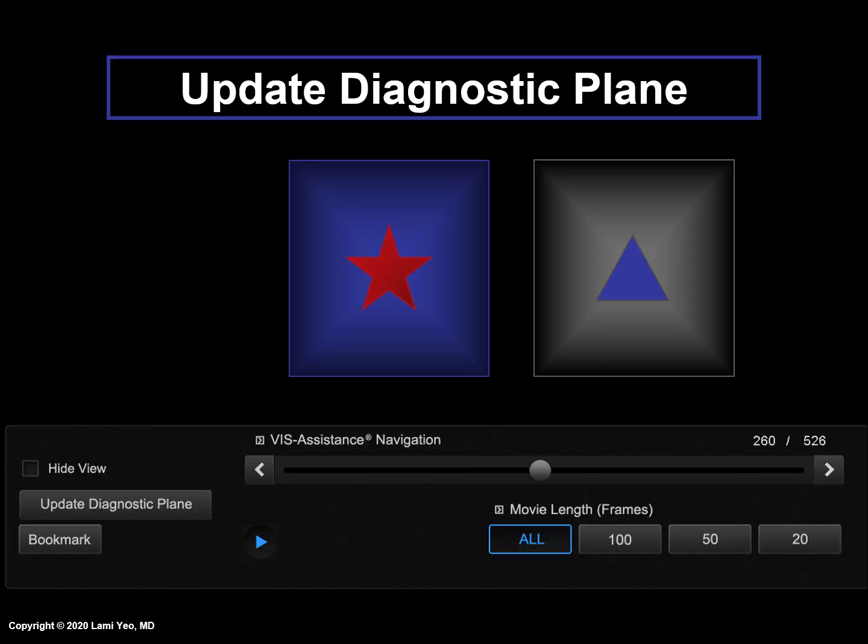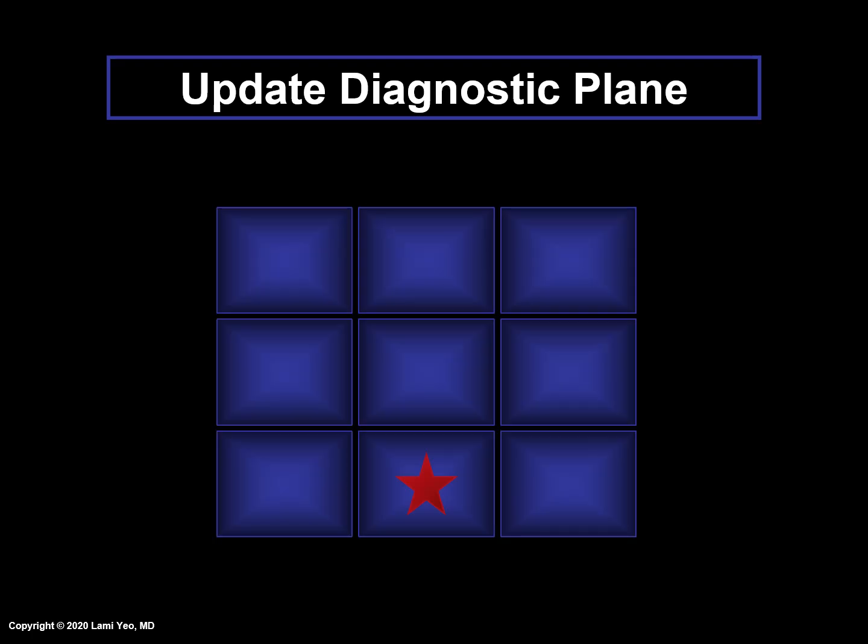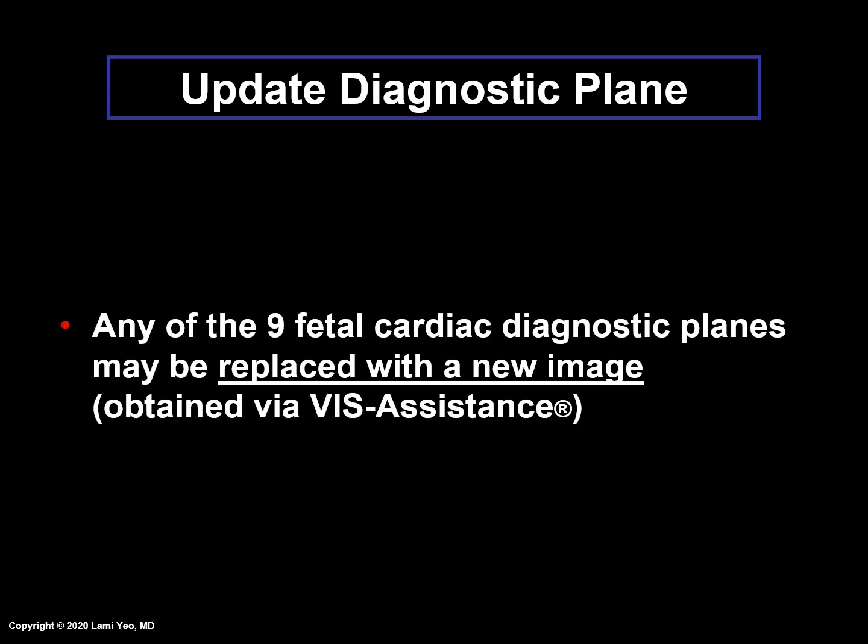To accomplish this, press the button labeled Update Diagnostic Plane. As a result, the original aortic arch diagnostic plane is now replaced with the new image from the VISA Assistance video clip. In summary, any of the 9 fetal cardiac diagnostic planes may be replaced with a new image that has been obtained via VISA Assistance.